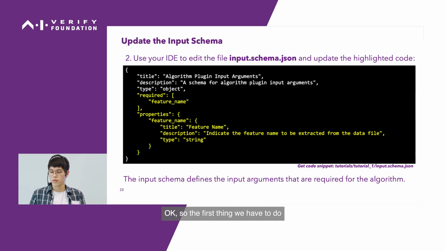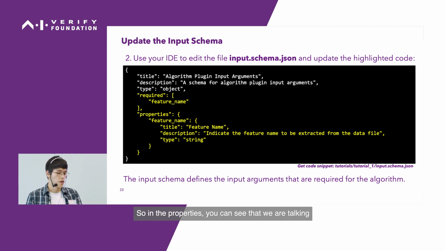Okay, so the first thing we have to do is to update the input schema file. The input schema file is a file that will be in all your algorithm folders. This file is where you specify what you will be inputting into your algorithm, so it's what you're expecting as the input. In this tutorial, what we'll be expecting is a field called feature name. You can see there's a required field, and feature name is inside, and what feature name is will be defined in the properties field.